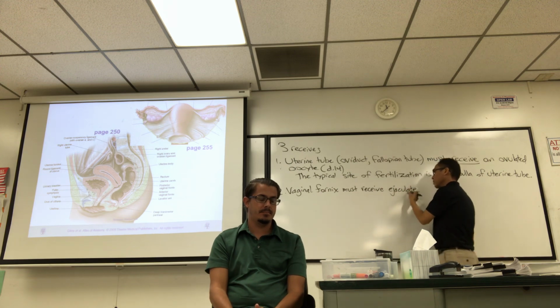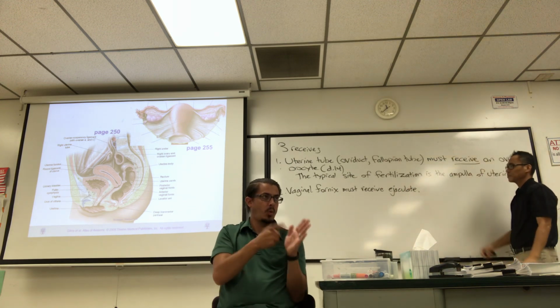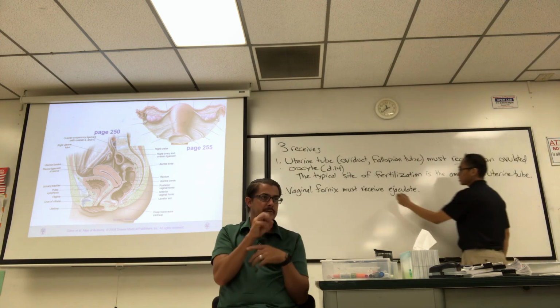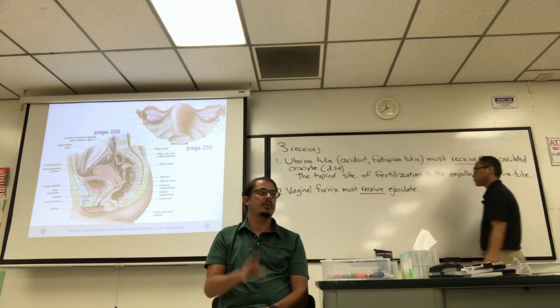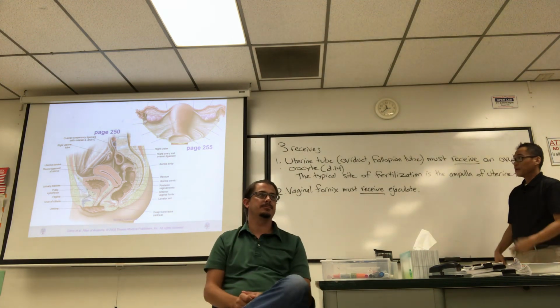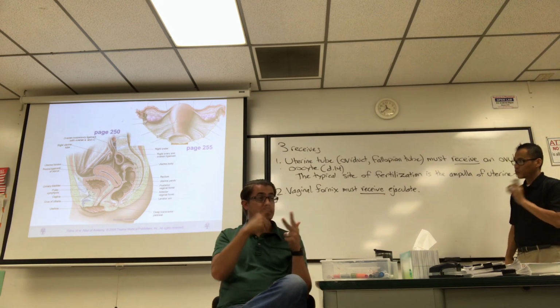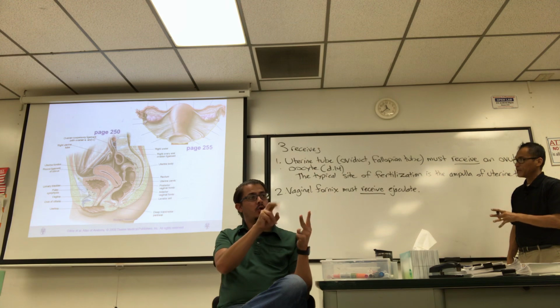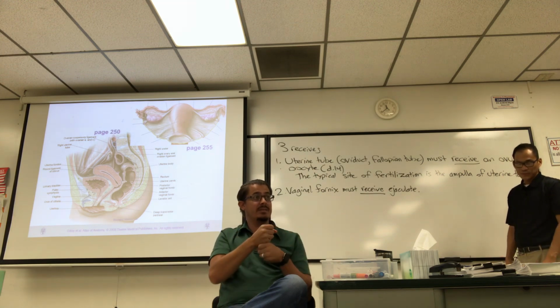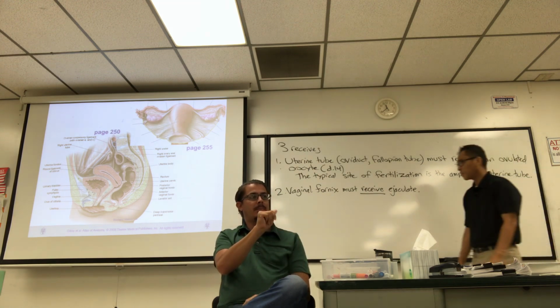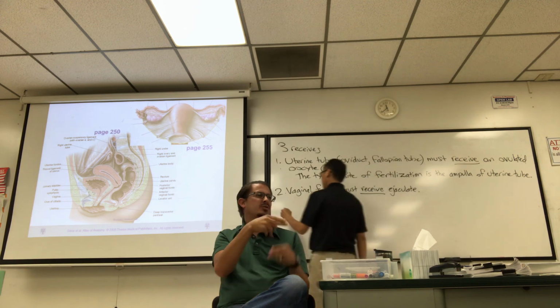So obviously this is a prerequisite for fertilization. Okay, so that's my second receives. So then, if you accomplish fertilization, the third receives is the uterus must receive the fertilized blastocyst. That's kind of what you call the fertilized egg before it implants.